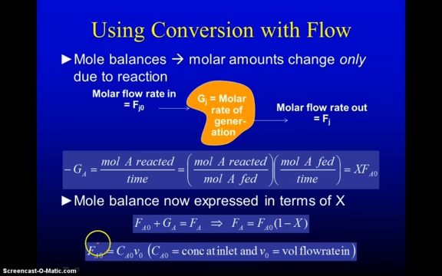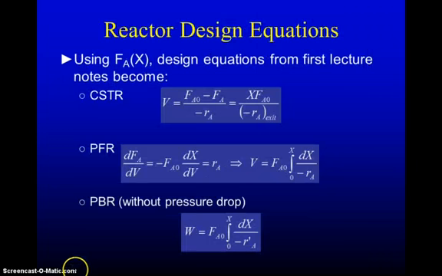And so the initial flow rate of A is equal to the initial concentration of A multiplied by the volumetric flow rate into the reactor also. That can be a useful relationship to use.